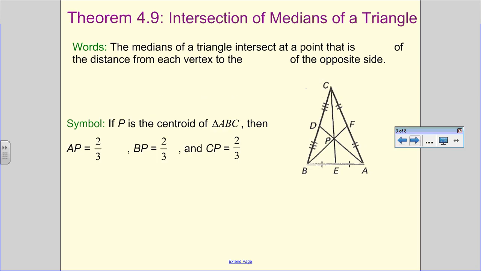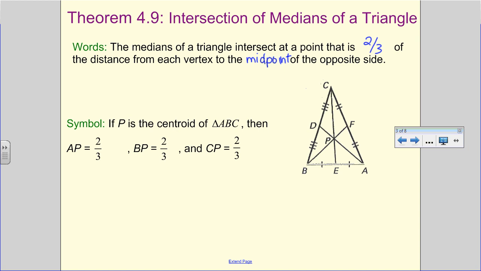All right, so what we know about the intersection of medians of our triangle, that's our Theorem 4.9. The medians of a triangle will intersect at a point that is two-thirds of the distance from each vertex to the midpoint, I'm sorry, of the opposite side. Okay? So this centroid is two-thirds of the distance from that vertex to the opposite side.